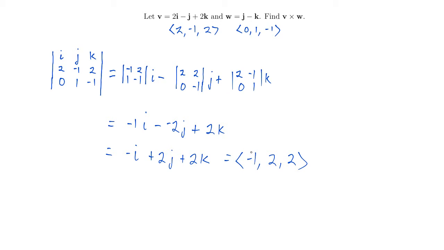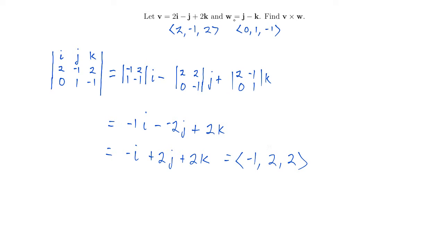A quick check. This cross product I just found is a vector that should be orthogonal, that is perpendicular to both v and w. So let's just quickly check that it is. Let's take the dot product of this vector we just found and v, and then take the dot product of the vector we just found and w. So we do 2 times negative 1 is negative 2. Negative 1 times 2, that's negative 2 again, so we're up to negative 4. And then 2 times 2 is 4. Add those all up, you get 0.